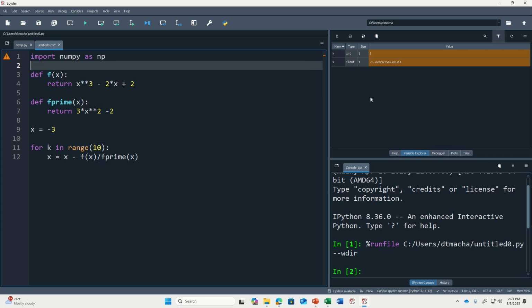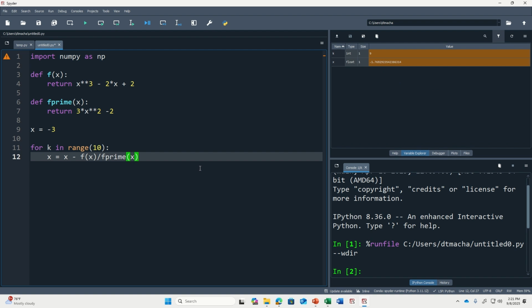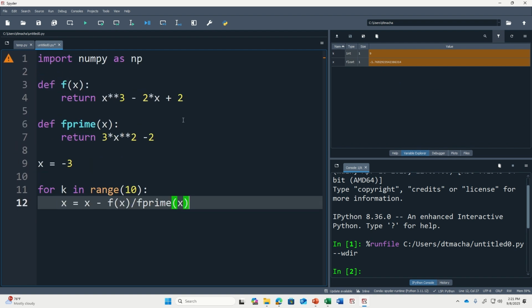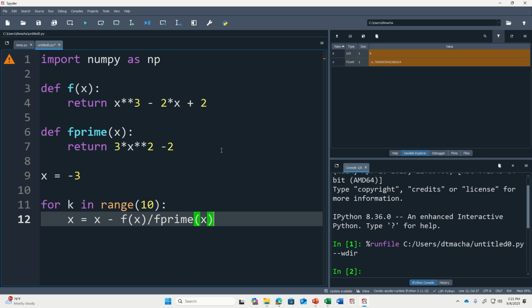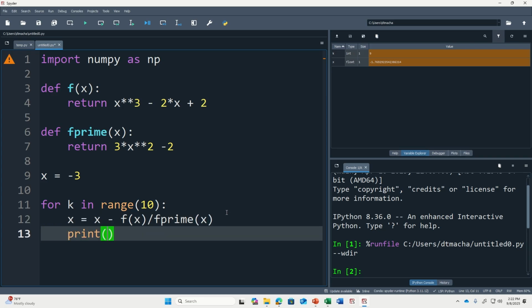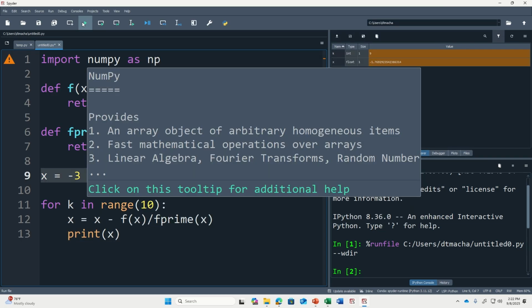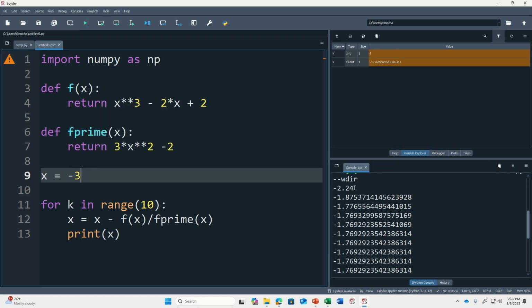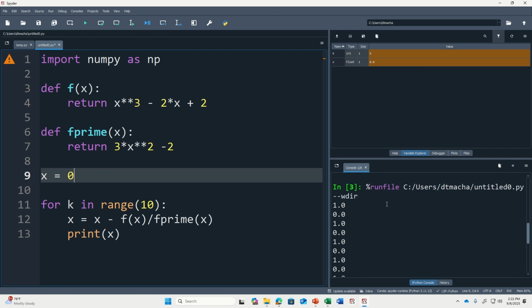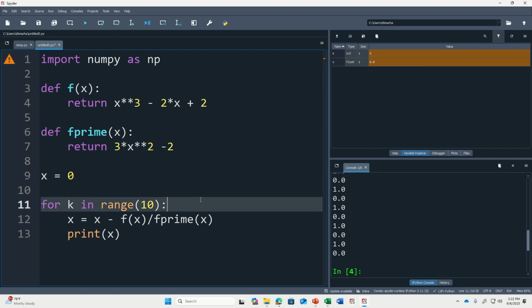Let's give it a go. So it works. That was actually pretty easy, right? Not too many lines of code to write Newton's method. If we're really curious to see what's happening on each iteration, one thing we can also do is say print x inside the loop. And so you can see how it approaches. And if I say x equals 0, then you can see it bouncing 0, 1, 0, 1, 0, 1, like we expected it to.